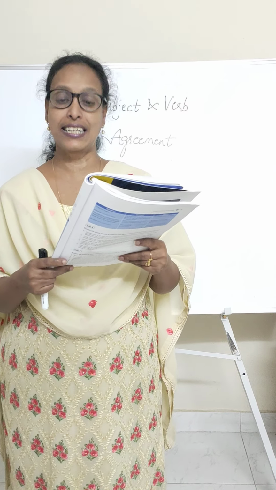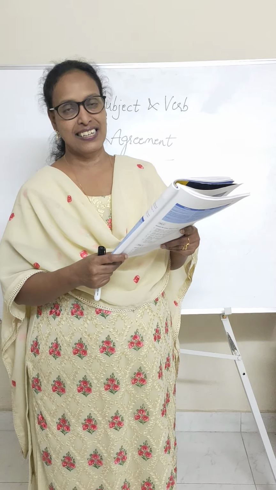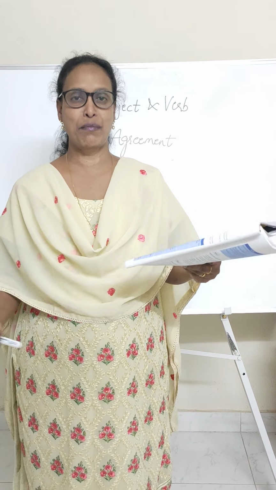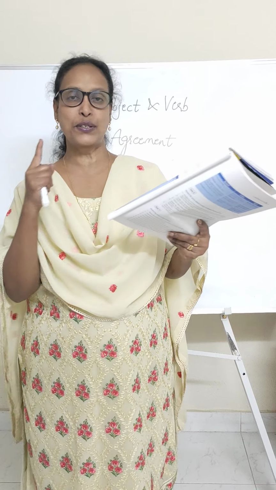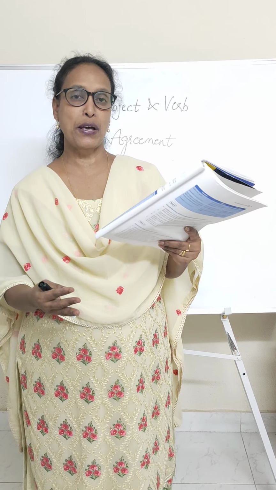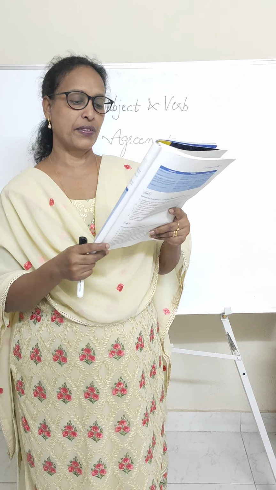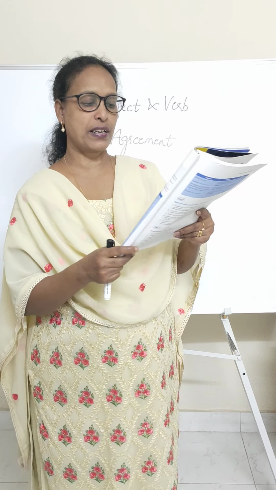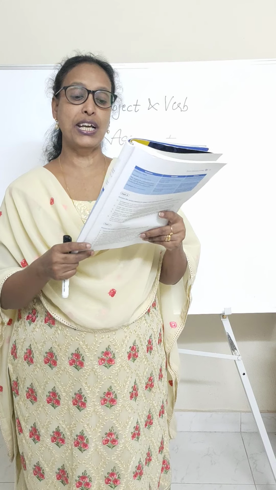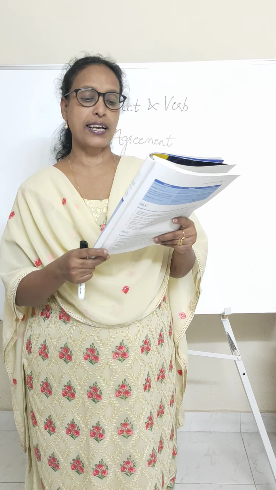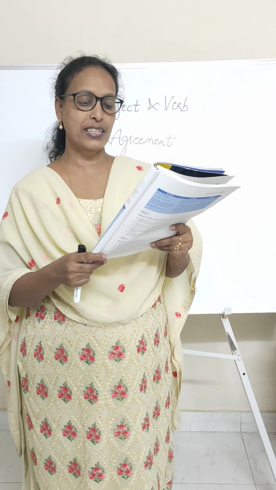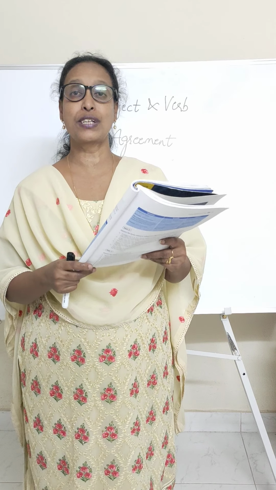A pair of jeans. Now look at the example given here: This pair of jeans belongs to me. Jeans is not two in number, right? Jeans is considered one, singular. So this pair of jeans belongs to me. And then the next example: Those jeans are too tight for me.